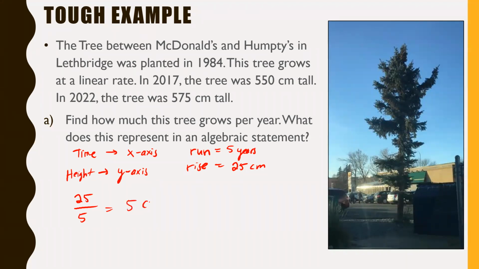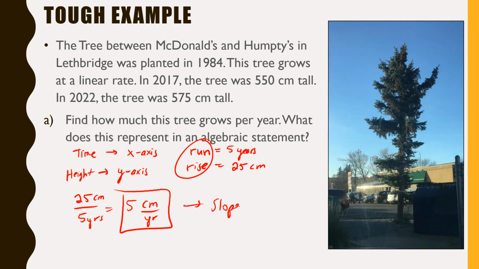And that would be centimeters, because this was centimeters on the top and this was years on the bottom. So it'd be centimeters per year. 5 centimeters per year. That's how much this legendary tree grows by, 5 centimeters a year, right? Now, what does this represent in an algebraic statement? I just gave you a big hint by calling this run and rise. What's rise over run again? What's your slope, right? So in an algebraic statement, 5 centimeters per year, that's going to be our slope. That's going to be our m value. Hold on to that for a second. That's really important. Here we go.